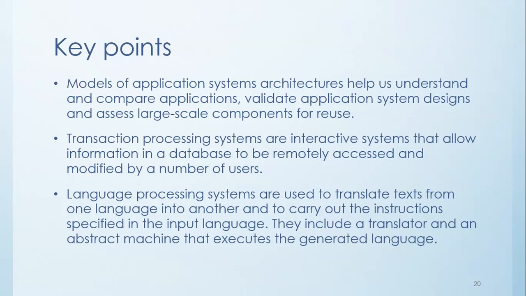So the key points I want you to take away from this are that the models of application system architectures help us understand and compare applications, validate application system designs, and assess large-scale components for reuse. Transaction processing systems are interactive systems that allow information in a database to be remotely accessed and modified by a number of users. Language processing systems are used to translate text from one language into another and to carry out the instructions specified in the input language. They include a translator and an abstract machine that executes to generate language. And that brings me to the end of this set of slides.